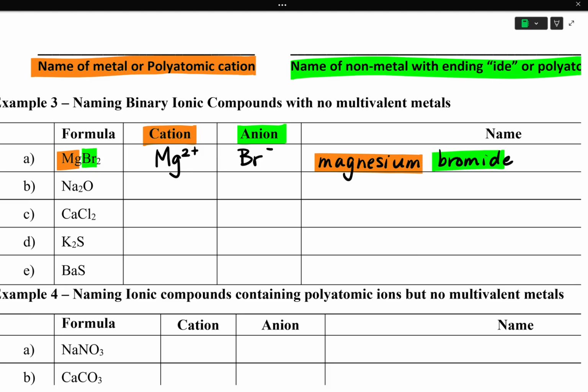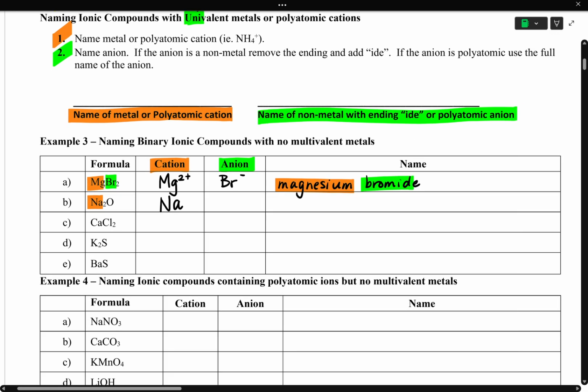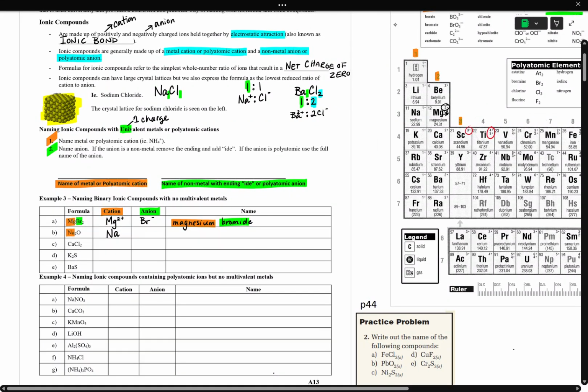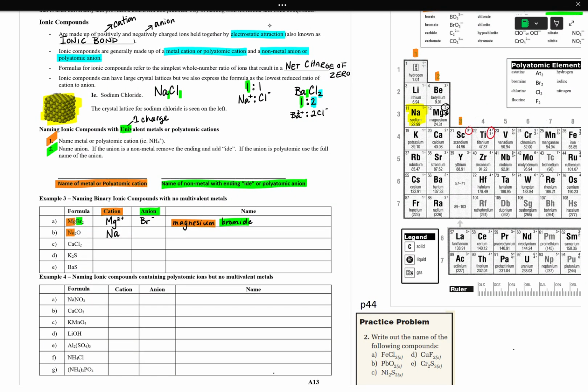Okay, let's try it again. Read left to right. Na. Okay, I have 2 of those, but what is the charge? To find the charge, we go to the periodic table. Sodium has atomic number 11. So here it is here. There's sodium. It's in group 1, so its charge is 1 plus.